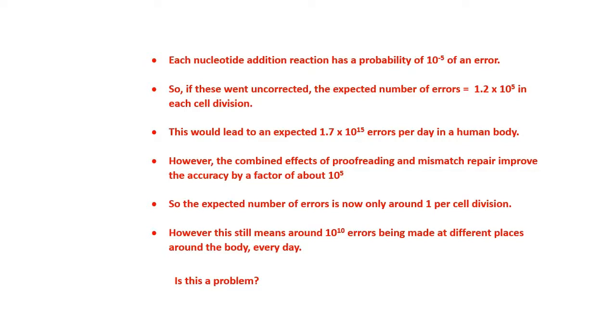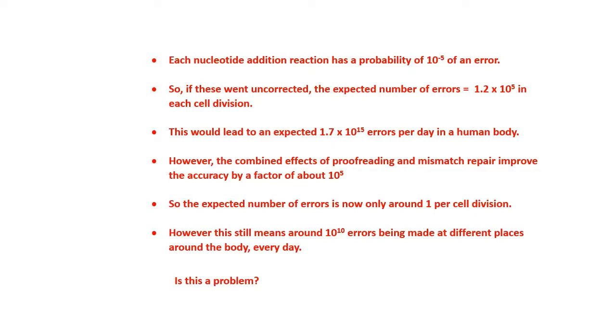And if that was the only mechanism for getting accuracy, we saw that although that sounds quite impressive, it would lead to something like 120,000 errors in each cell division, which is completely unacceptable. So scaled up to all of the cells in the body, that gives this terrifying number of 1.7 times 10 to the power 15 errors every day accumulating around the body.